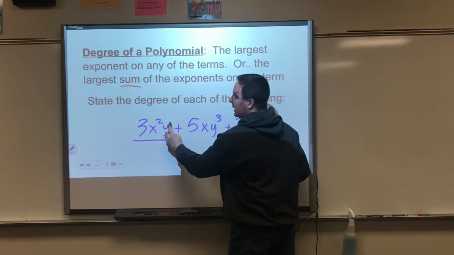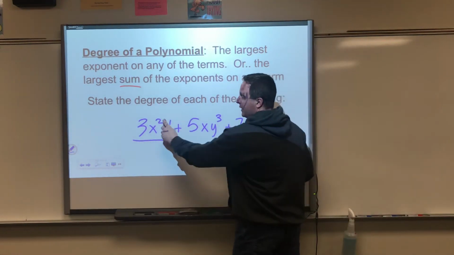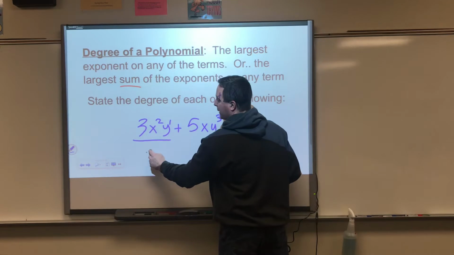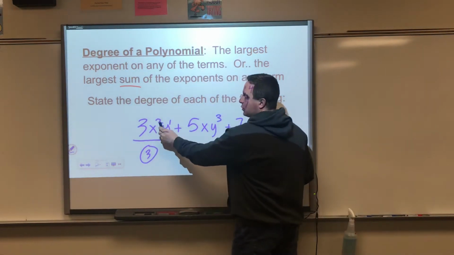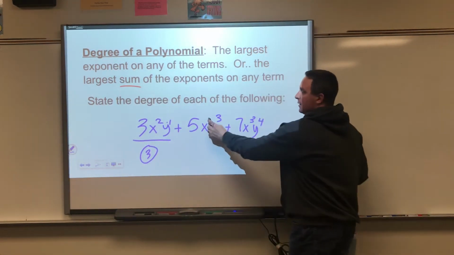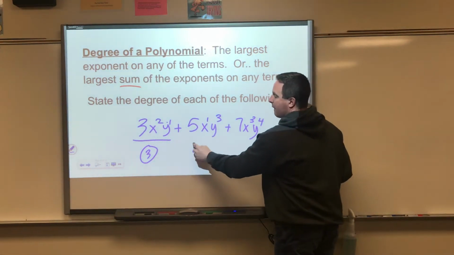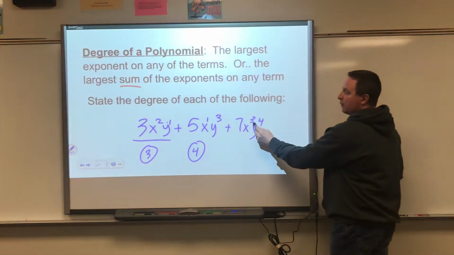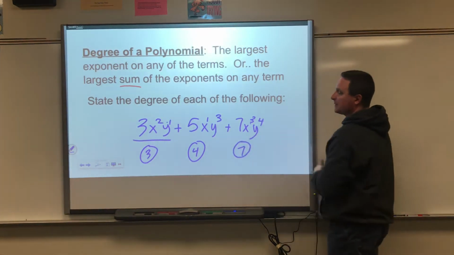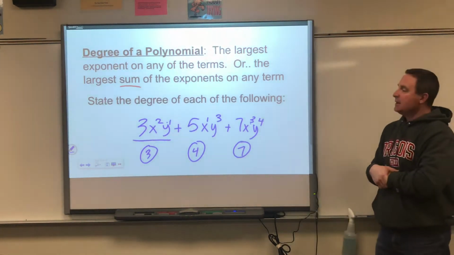Of this first term right here, remember that's y to the 1st. This one has a degree of 3. And the way I get that is 2 plus 1 is 3. There's another one right there. This one has a degree of 3 plus 1, which is 4. And this one over here is 3 plus 4. This one has a degree of 7 for that term.